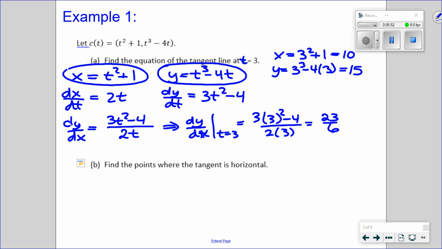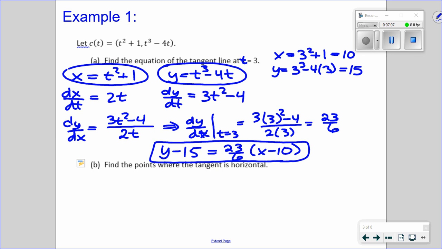And so now I can write my equation. I have everything I need. My equation would be y minus 15 equals my slope times x minus 10. And that would be the equation of the tangent line that intersects the parametric curve when t equals 3.